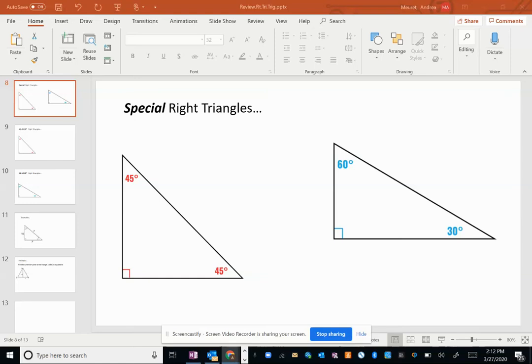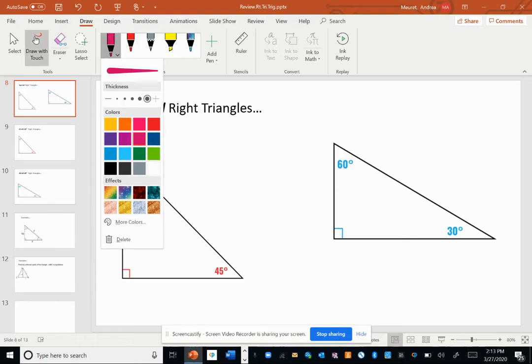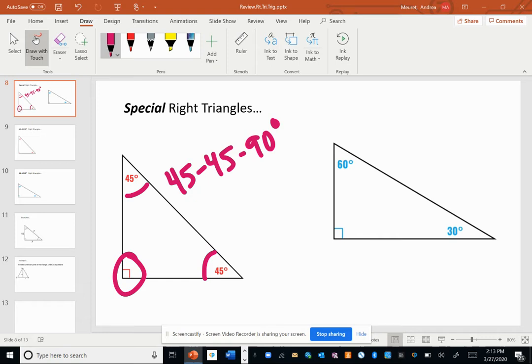This is Mrs. Moret with a review of special right triangles. The special right triangles we're talking about are these two here. This is called a 45, 45, 90 triangle, and the reason why is it's got two angles that are 45 degrees and the third angle is 90 degrees.